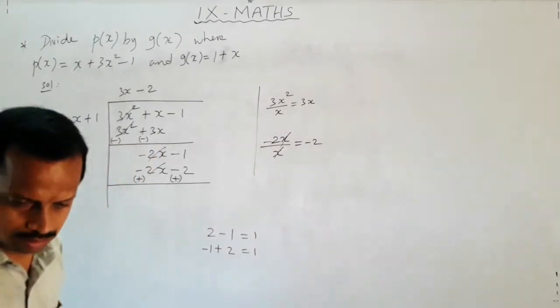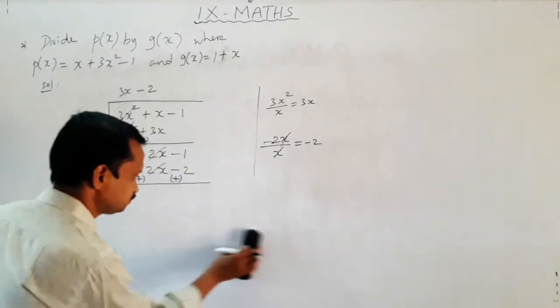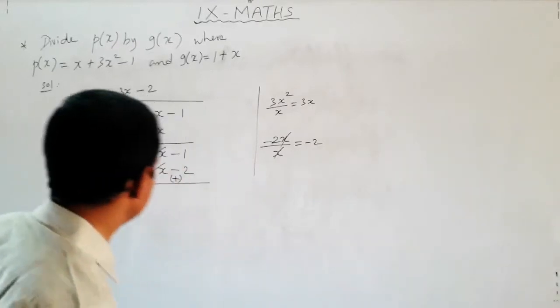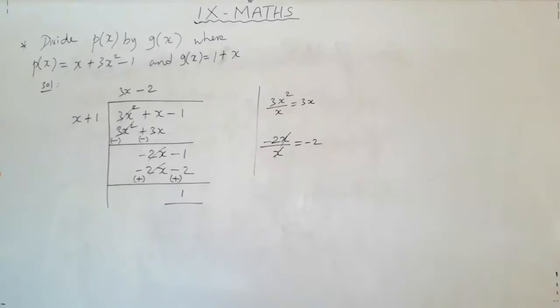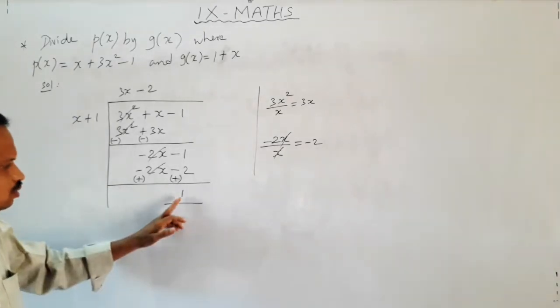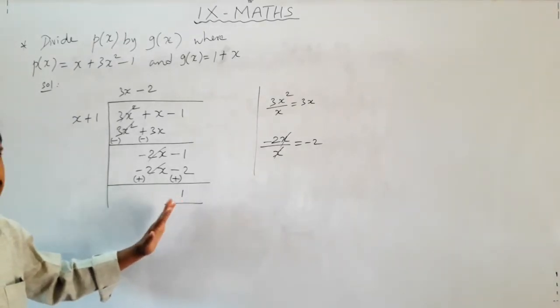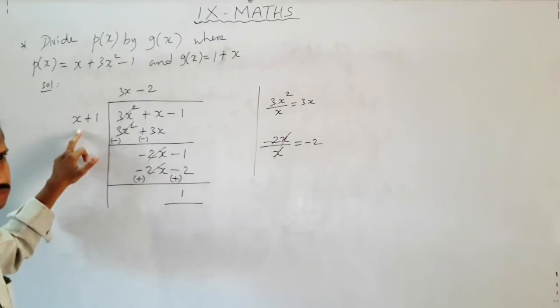Correct? So this is the way of understanding. Don't get confused. So here 2 minus 1 is 1. That's all. Why did I stop up to this? Because no variable is there, only a constant. But here the variable is there.